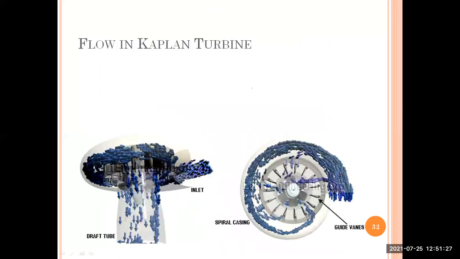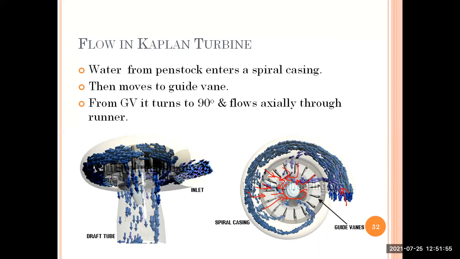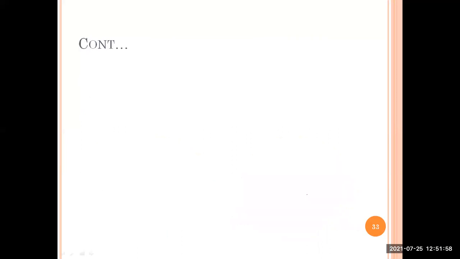Coming to the flow in the turbine, first the water enters the casing through the penstock, and after the casing the water enters the guide vanes. The guide vane will direct the water. From the guide vane, the water turns 90 degrees and enters the runner parallel to the axis of rotation. That is how the flow occurs in the case of a Kaplan turbine.